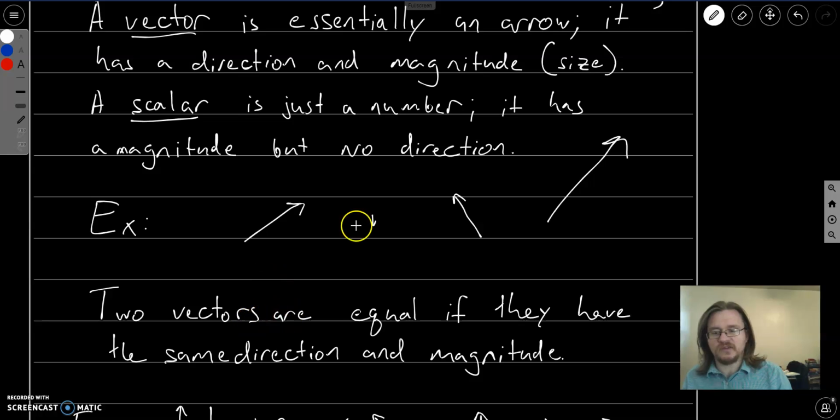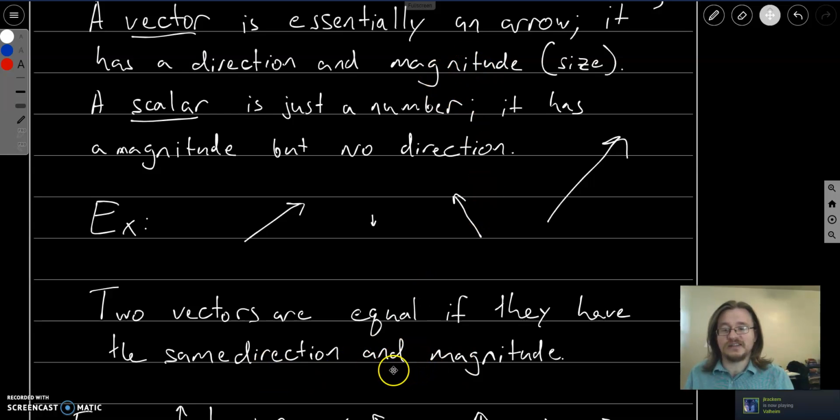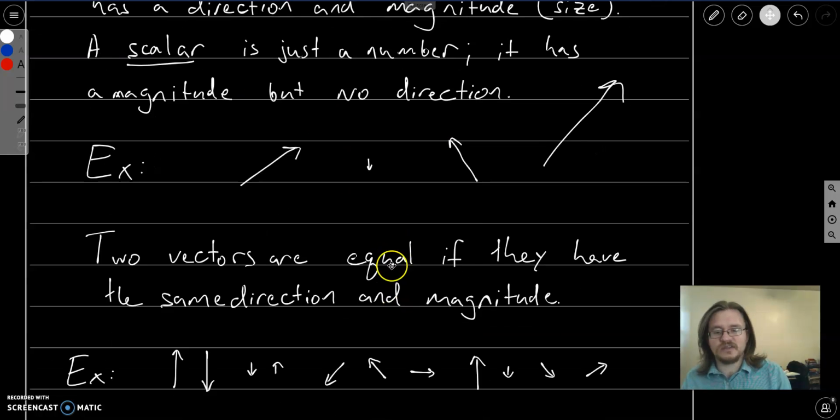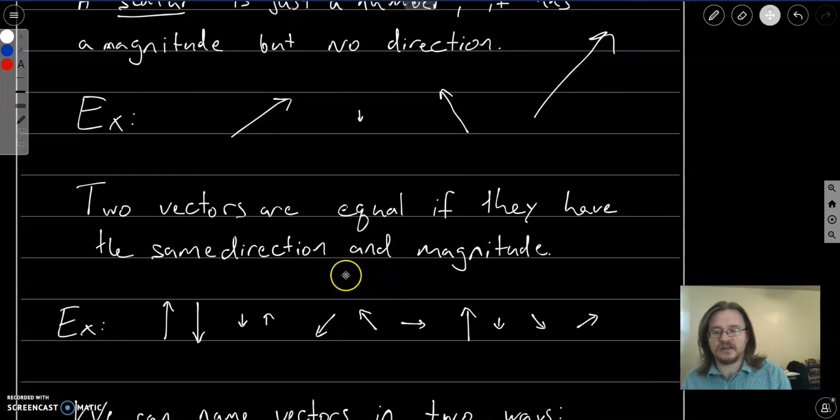When we draw two vectors, we might want to know when they're equal, and two vectors are equal if they have the same direction and the same magnitude, the same size. So again, the only two things that you need to define a vector are what direction it's pointing in and how long it is. What's the size of the vector? As long as those two things are the same, you have the same vector.